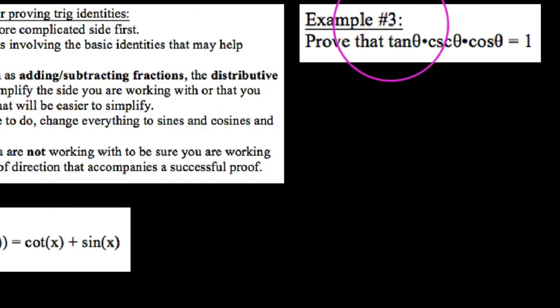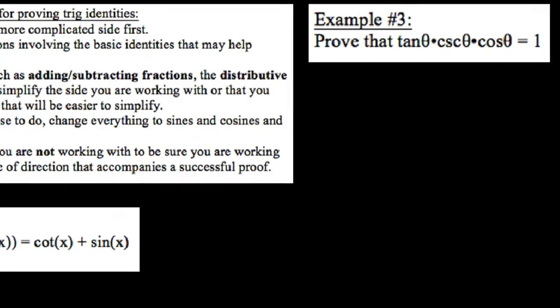So for example, in example number 3 that we're going to get to in a minute, it is actually true, I'll just come out and say it, that tangent times cosecant times cosine, all of the same angle theta, equals 1. It would be much more convenient to take this expression on the left and just rewrite it as 1. So we work with the more complicated side, the left-hand side.